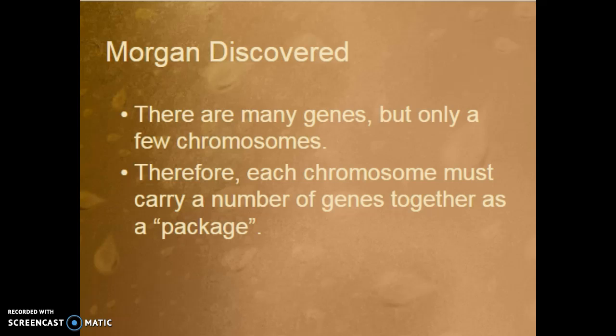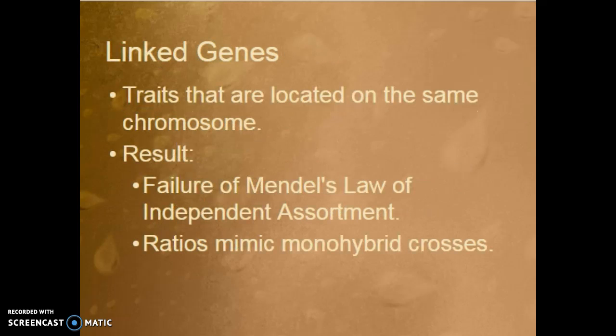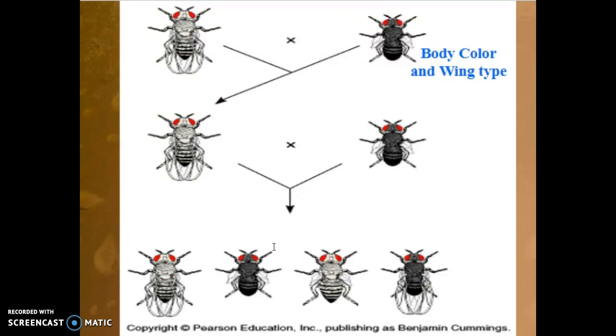So Morgan made the connection that there are a whole bunch of genes, but only a few chromosomes. So genes must be carried around on chromosomes. Of course, that connects to the idea that genes are linked. So independent assortment doesn't work at the gene level. It works at the chromosomal level. Crazy enough, these ratios are going to mimic monohybrid crosses when we cross chromosomes.